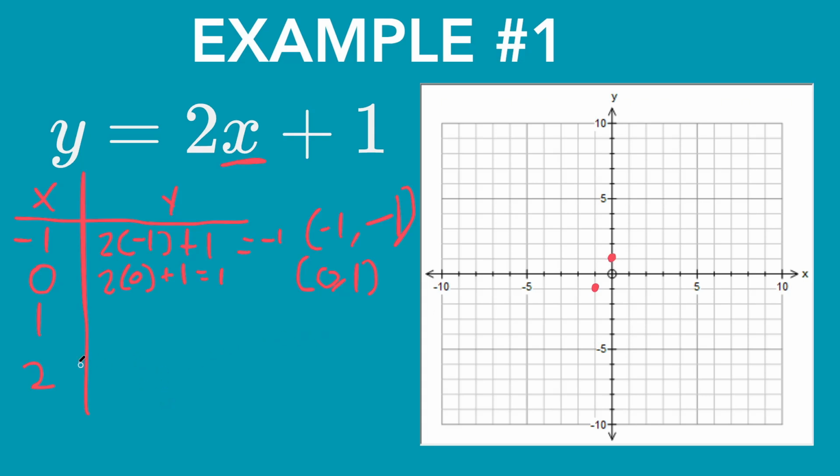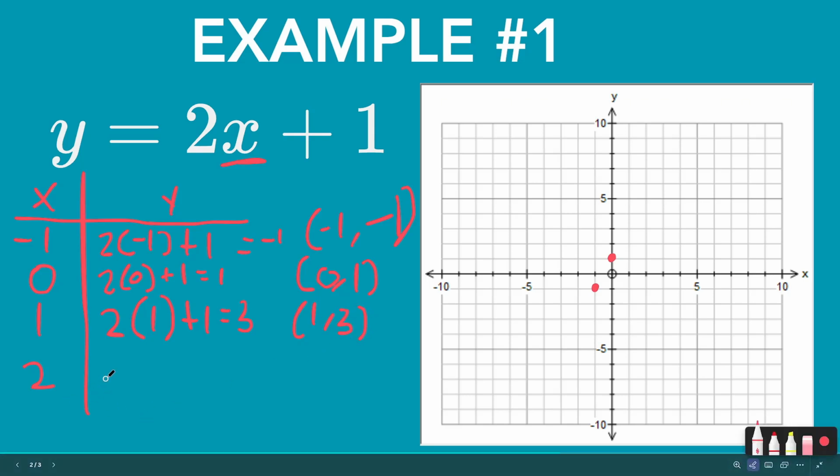Next, let's look at the x value of 1. The same process again. 2 times 1 plus 1 equals... 2 times 1 is 2, and 2 plus 1 is 3. So our new y value is going to be 3, and our coordinate point is going to be 1, 3.